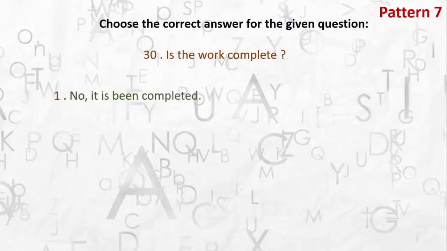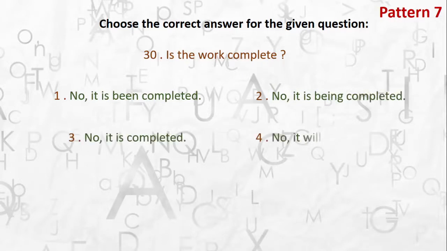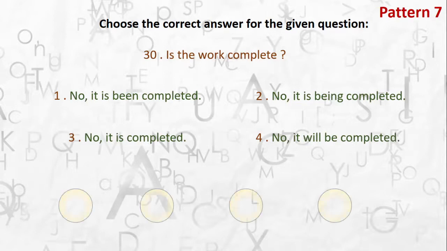No, it has been completed. No, it is being completed. No, it is completed. Or no, it will be completed. So what will you say? Is the work complete? You will say option number 2. No, it is being completed. Okay, so we are still in the process of completing this work.